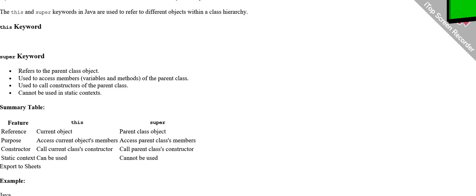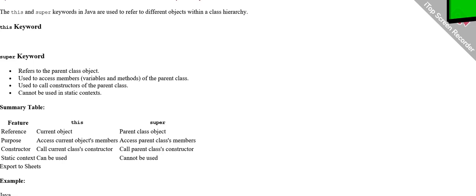4. What are the differences between this and super keyword? The this and super keywords in Java are used to refer to different objects within a class hierarchy. Super keyword: refers to the parent class object. Used to access members, variables and methods of the parent class. Used to call constructors of the parent class. Cannot be used in static contexts.